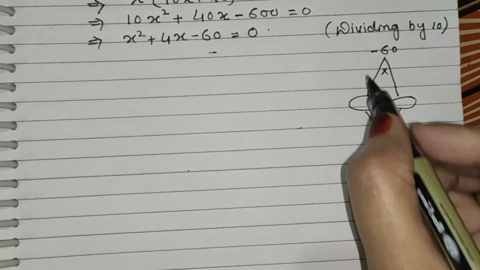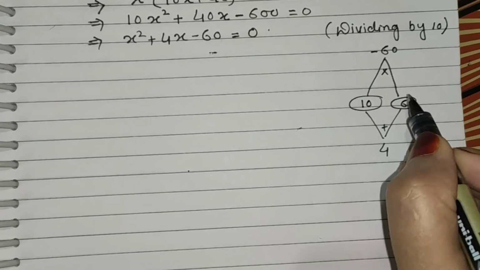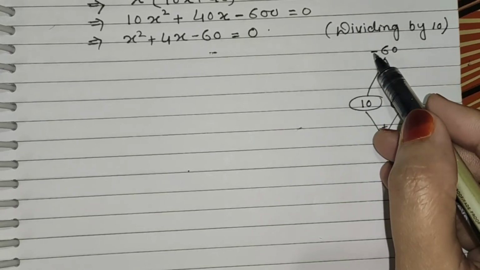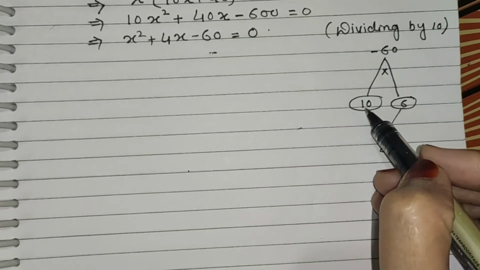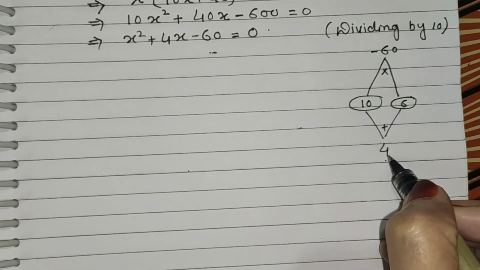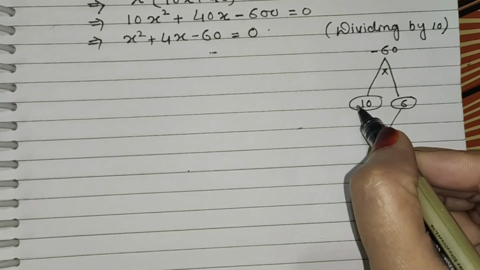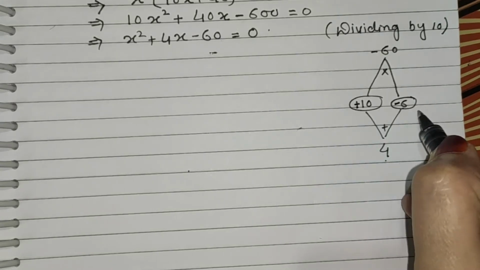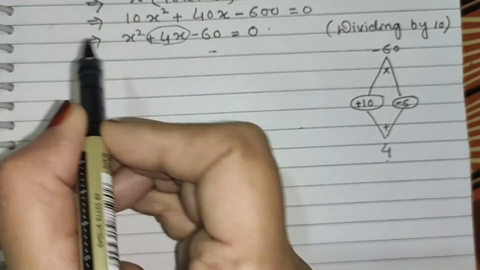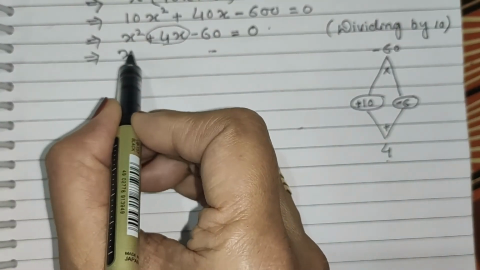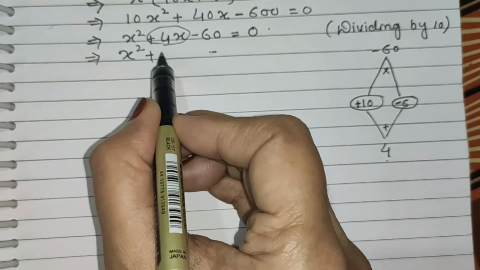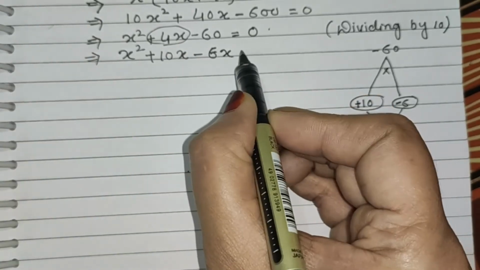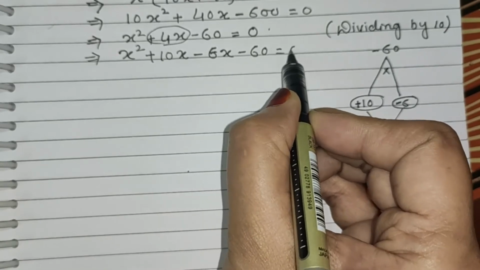Let us take two numbers 10 and 6. Now 10 into 6 is equal to 60, but the product is with a negative sign. Therefore one number should be negative. Now look at the sum. The sum is positive, therefore the greater number must be positive and the second number is negative. Now split the middle term. We get here x square plus 10x minus 6x minus 60 is equal to 0.